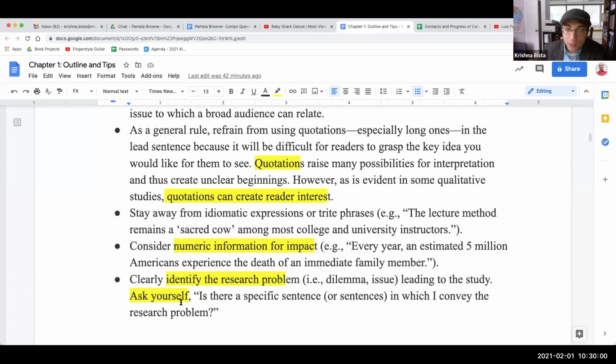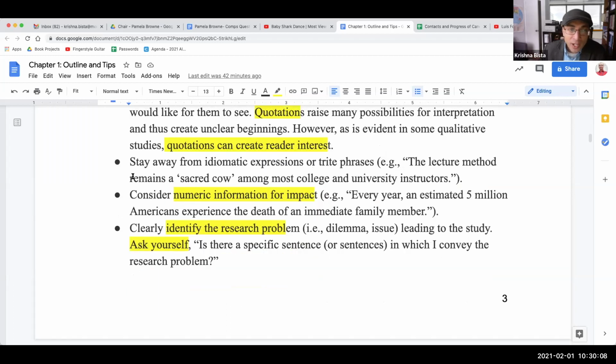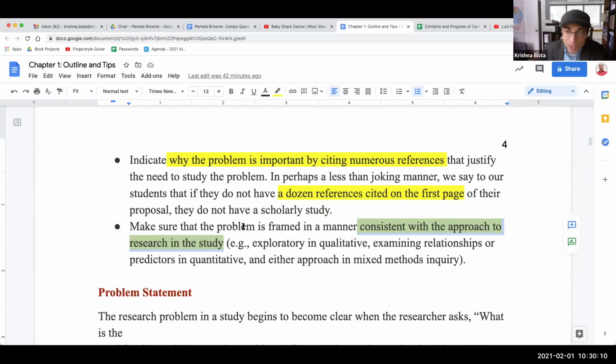So ask yourself a question like this: is there a specific sentence in which I convey the research problem? And how do you find all of these? There are also certain ways. That's why they say start with a dozen references cited on the first page, meaning you don't have to list all 12 citations, just list a few authors there so that the readers feel that you have more connection with the previously published articles. And then again, the focus is having a consistent approach across your chapter 1.